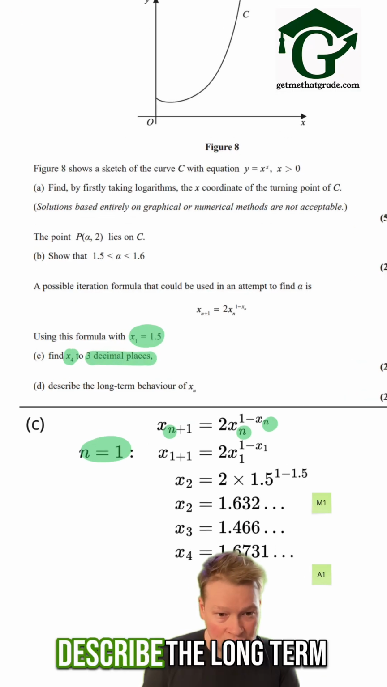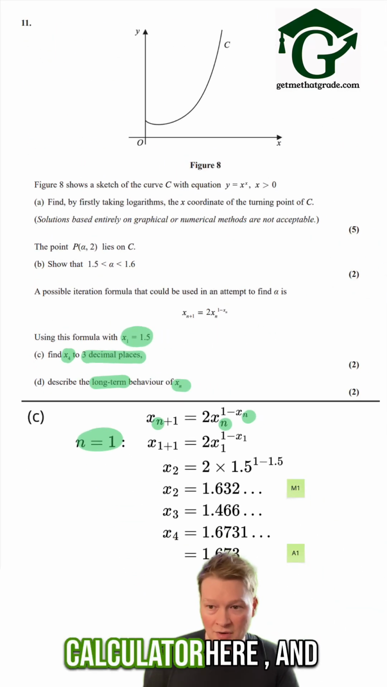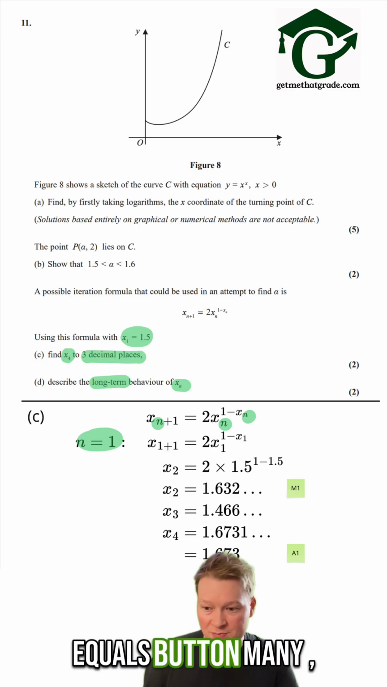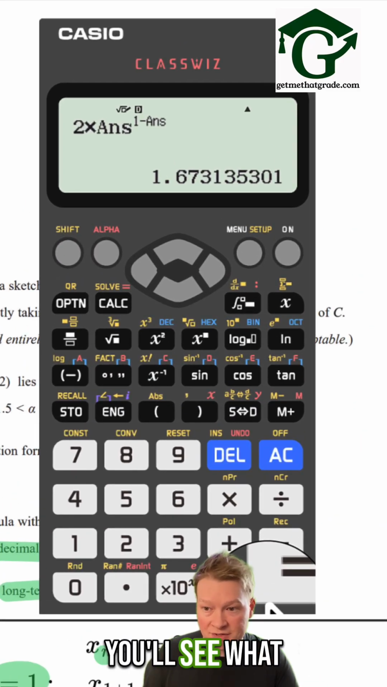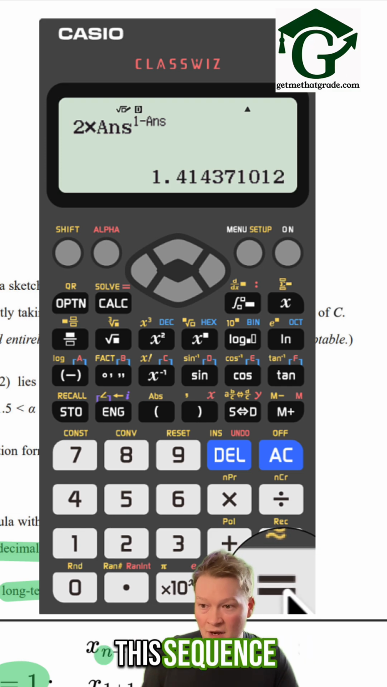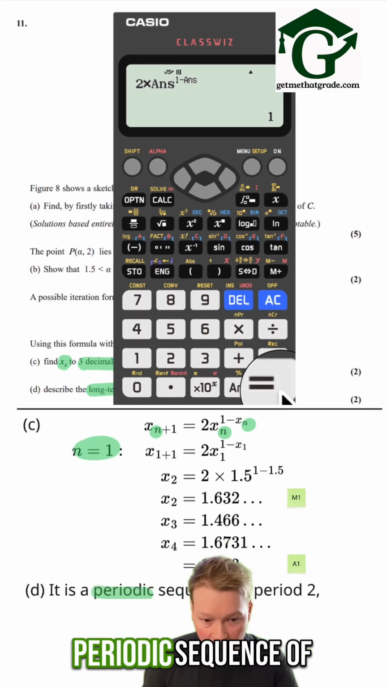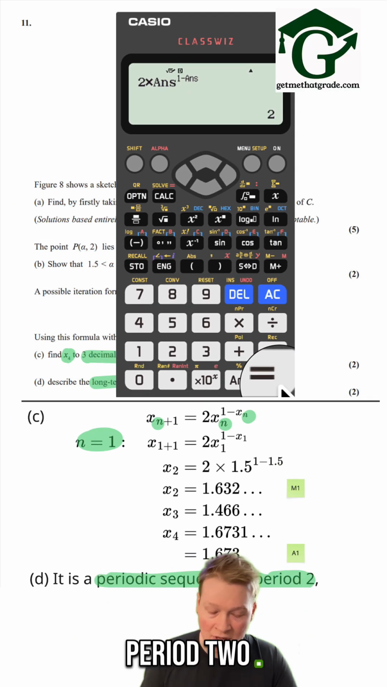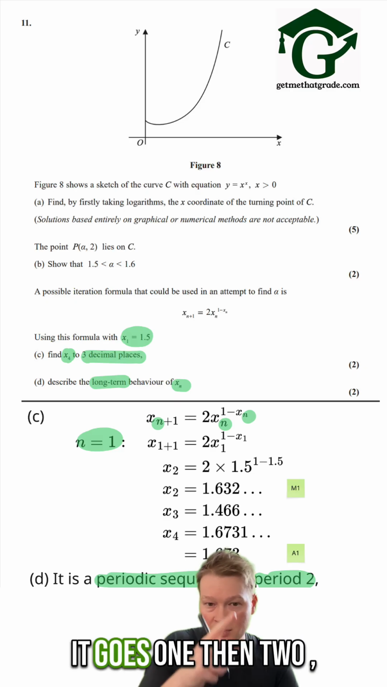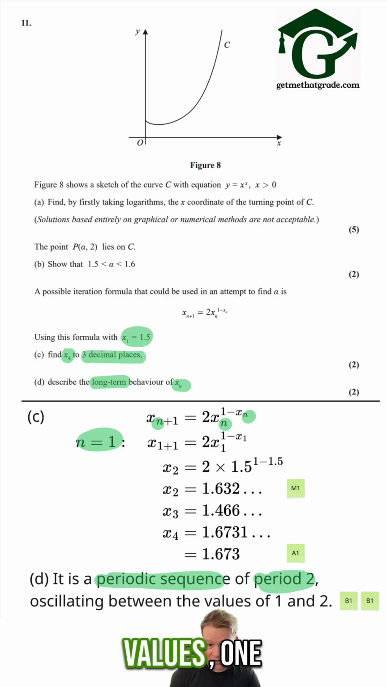Part D. Describe the long-term behaviour of xn for 2 marks. Well, again, we can use our calculator here, and if you set it up the way I've shown you, using the answer key, you can spam the equals button many times, and then you'll see what happens in the long term. You see, eventually, this sequence oscillates between 1 and 2. So we say that this is a periodic sequence of period 2. That just means it's repeating, and the repeating unit is in 2s. It goes 1, then 2, and then 1, then 2. And it's oscillating between those specific values, 1 and 2.